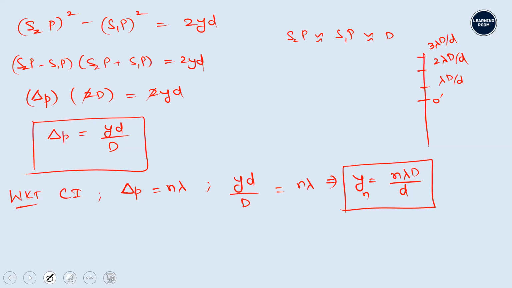Okay, so it will be minus lambda into capital T by small t, minus 2 lambda into capital T by small t. It keeps on going like this. And here an important point to be noted is, I told you what happens when you substitute the value of n as 1, 2, 3 or -1, -2, -3. But what happens when you substitute 0? So when you substitute 0, this y will also be 0. Means at the center, at the point O dash, it will be a bright spot.